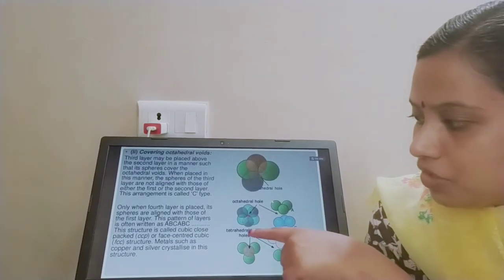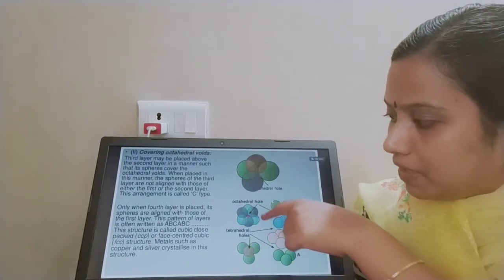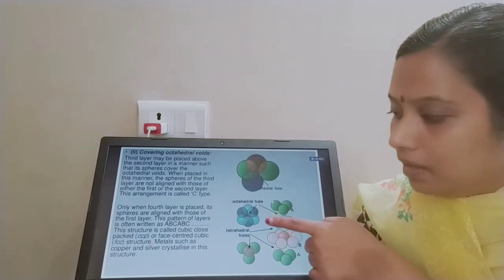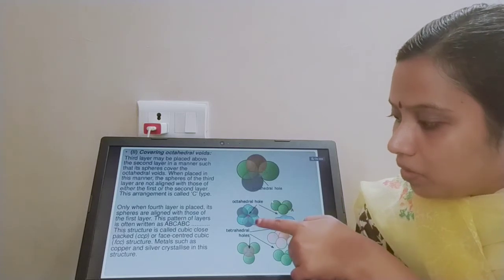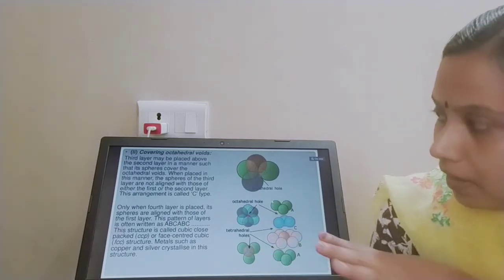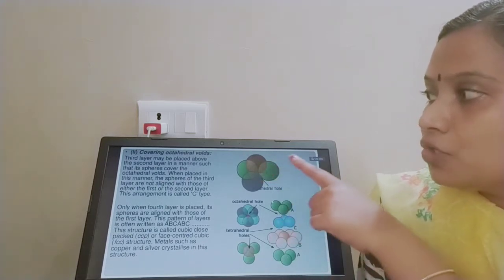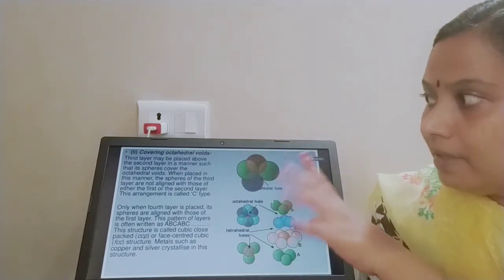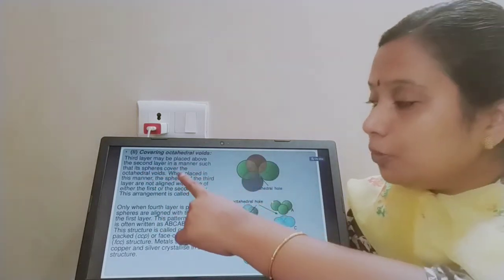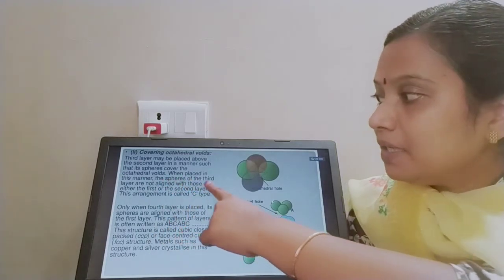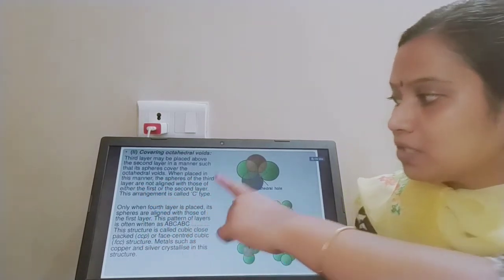Now see, children, a tetrahedral void is formed by 3 adjacent spheres and an octahedral void by 6. The dark blue ones are in the bottom layer, and I have closed it with another 2. This is the octahedral void and this is the tetrahedral void. Now I am going to cover the octahedral void. The third layer should be placed above the second layer in such a way that the spheres cover the octahedral voids. When you place them this way, the spheres of the third layer are not aligned with the first layer. So this arrangement is called C type.